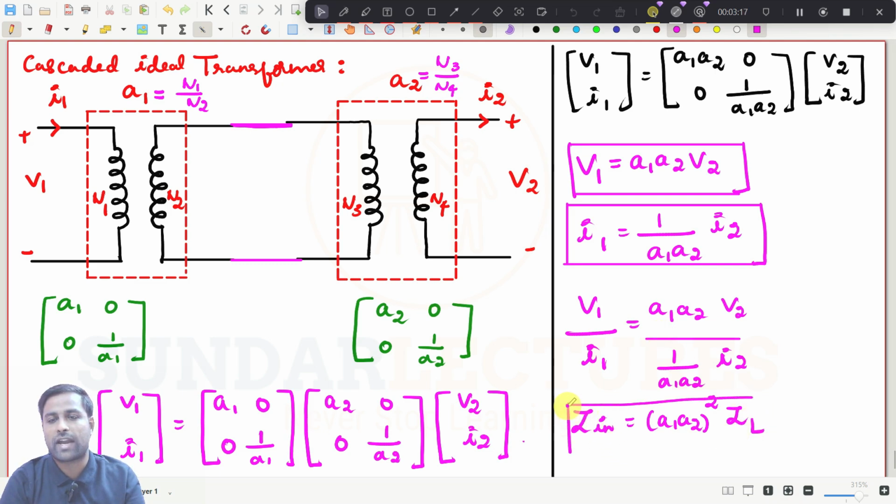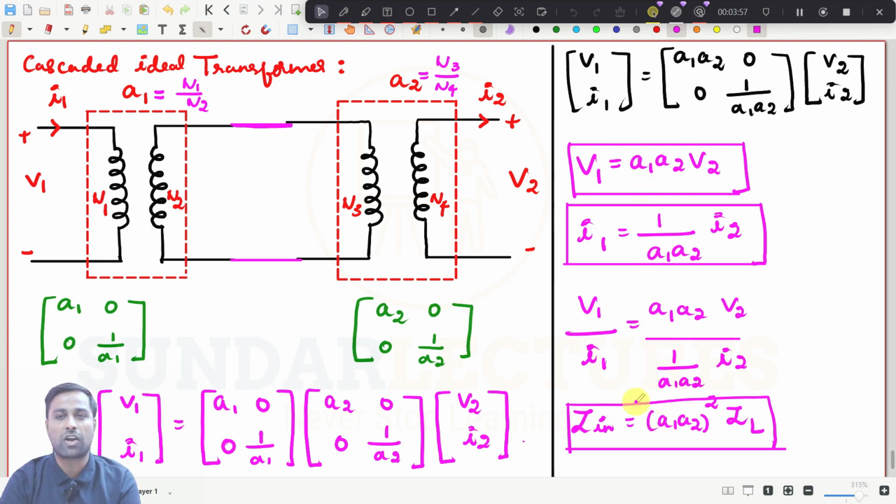So you can also find this relationship straight away. See what we have done here. We have considered this transformer as an ABCD parameter. And if it is connected in a cascaded manner, you can simply multiply. You can easily write this: A1 0, 0 and 1 by A1, and this value will be A2 0, 0, 1 by A2. You multiply these two, and you can relate V1 and I1 with these two ABCD parameters multiplied with V2 and I2.